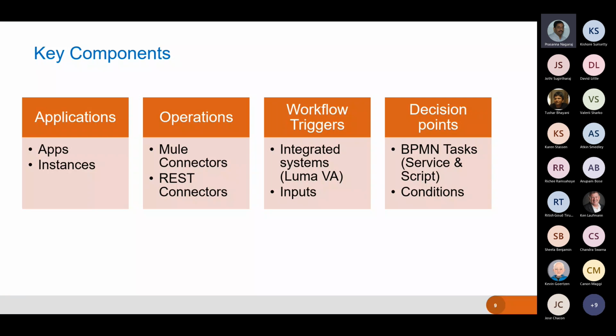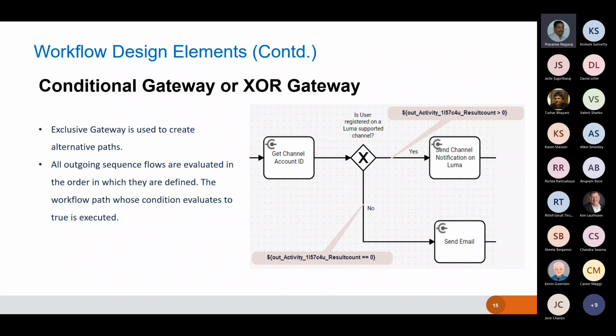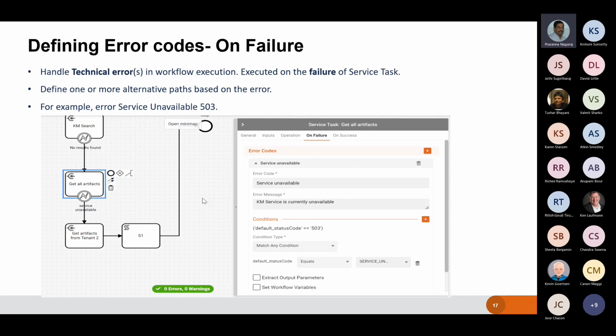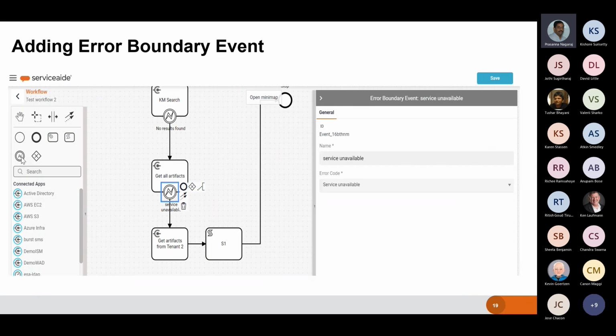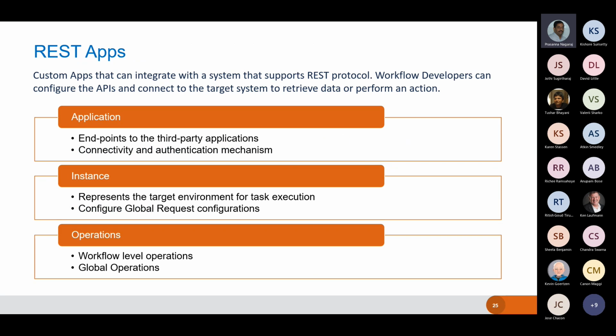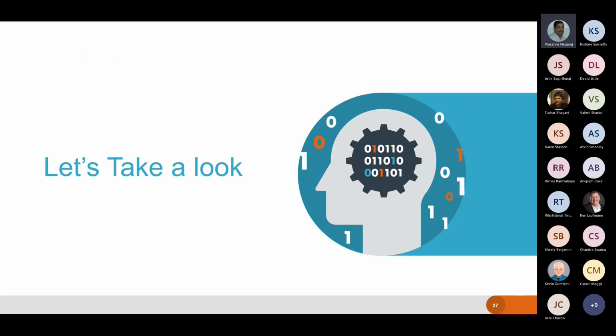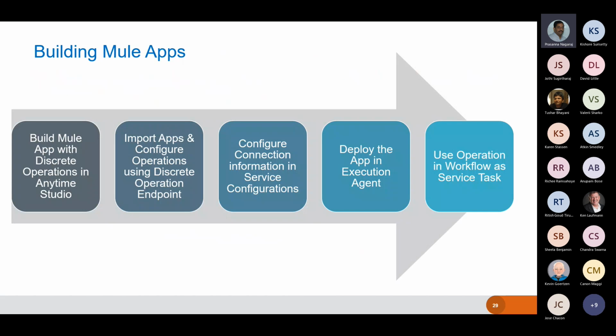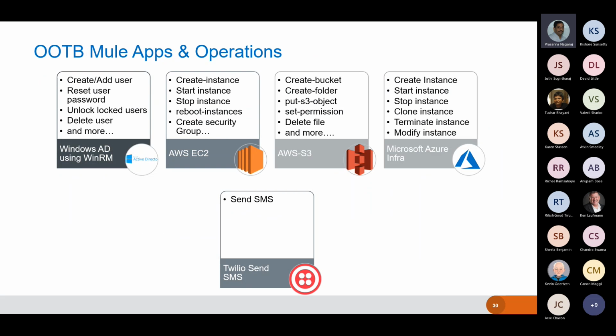So again, I'm not going to cover all these things. We touched upon the conditional gateway and the error boundary in the previous session, and then we created the integrations using the REST app and Mule app. So we're not going to touch these things, and we'll straight away go into the Mule app. Over to you, Kishore.